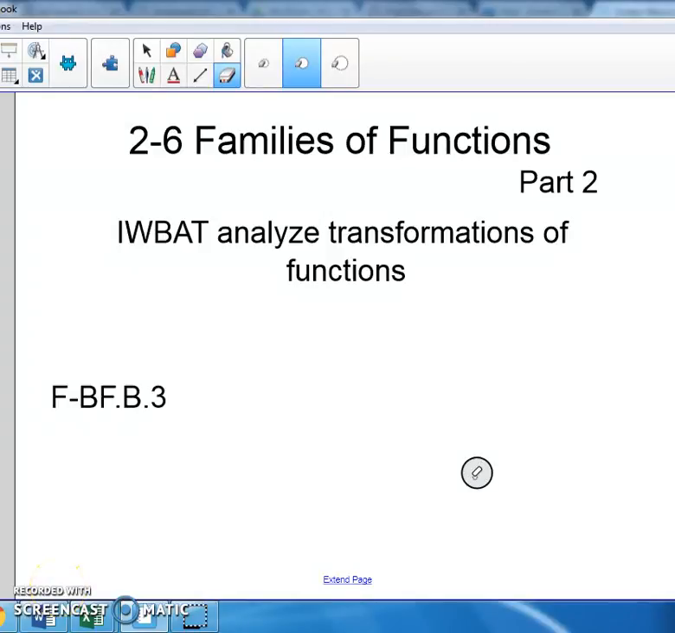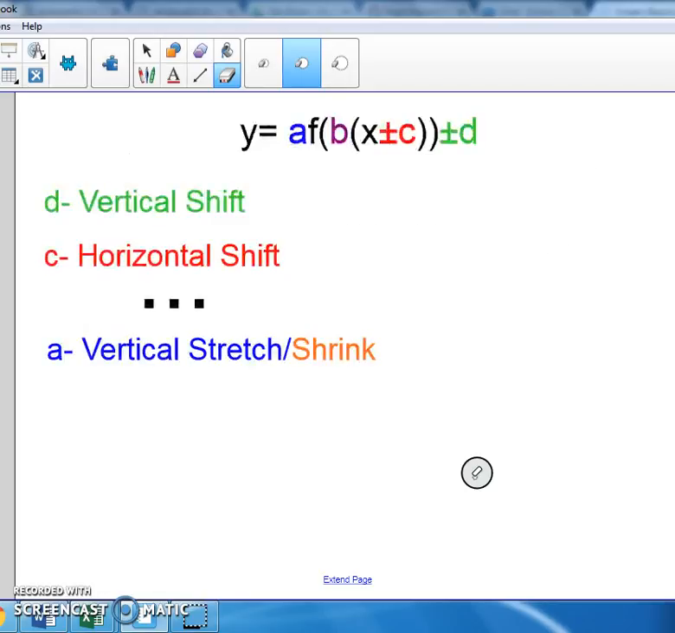Hey guys, today we are going to work with section 2.6, families of functions, and this is part 2. And we will be able to analyze transformations of functions. So previously we have done vertical shifts where we're moving our function up and down, as well as horizontal shifts where we were moving our function left and right.